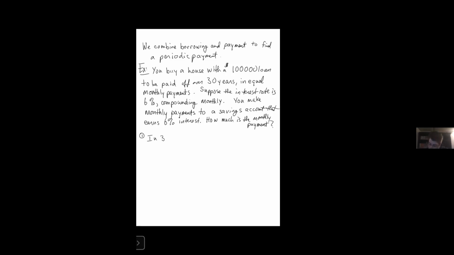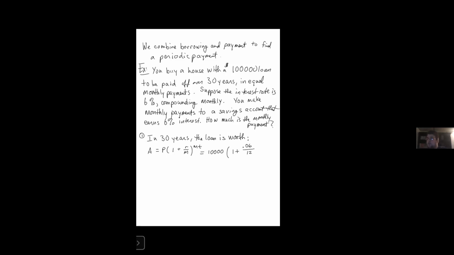Step 1: in 30 years, what is the loan worth? Well, here we don't have simple interest, we have monthly compounding, but we can use our interest formula that takes monthly compounding into effect. So A is P, I'll use the annual one, times 1 plus r over m to the mt. With our numbers, we have 100,000 times 1 plus the annual interest rate. If it doesn't say annual interest rate, assume annual. It's 6% per year. I probably should have written that.